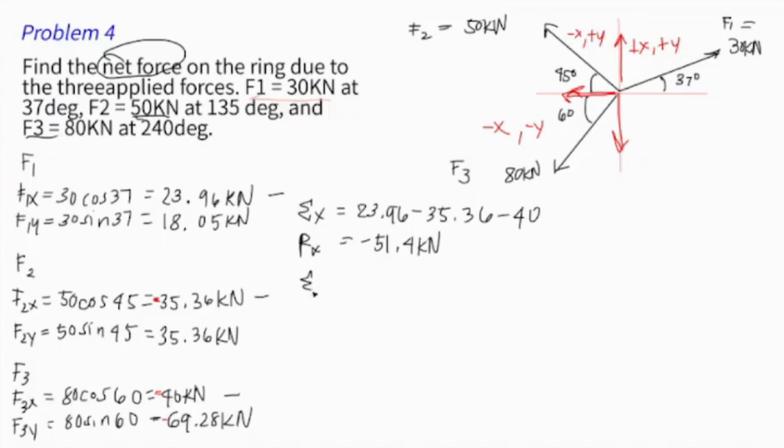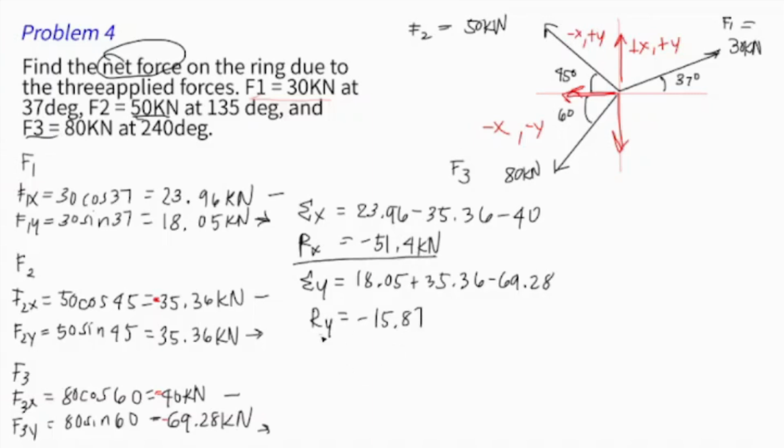At yung summation of y components natin will be itong tatlo. Ito, tapos ito. 18.05 plus 35.36 minus 69.28. Ang Ry natin will be negative 15.87. So, meron na tayong Rx and Ry. Hanapin na natin yung magnitude ng R.